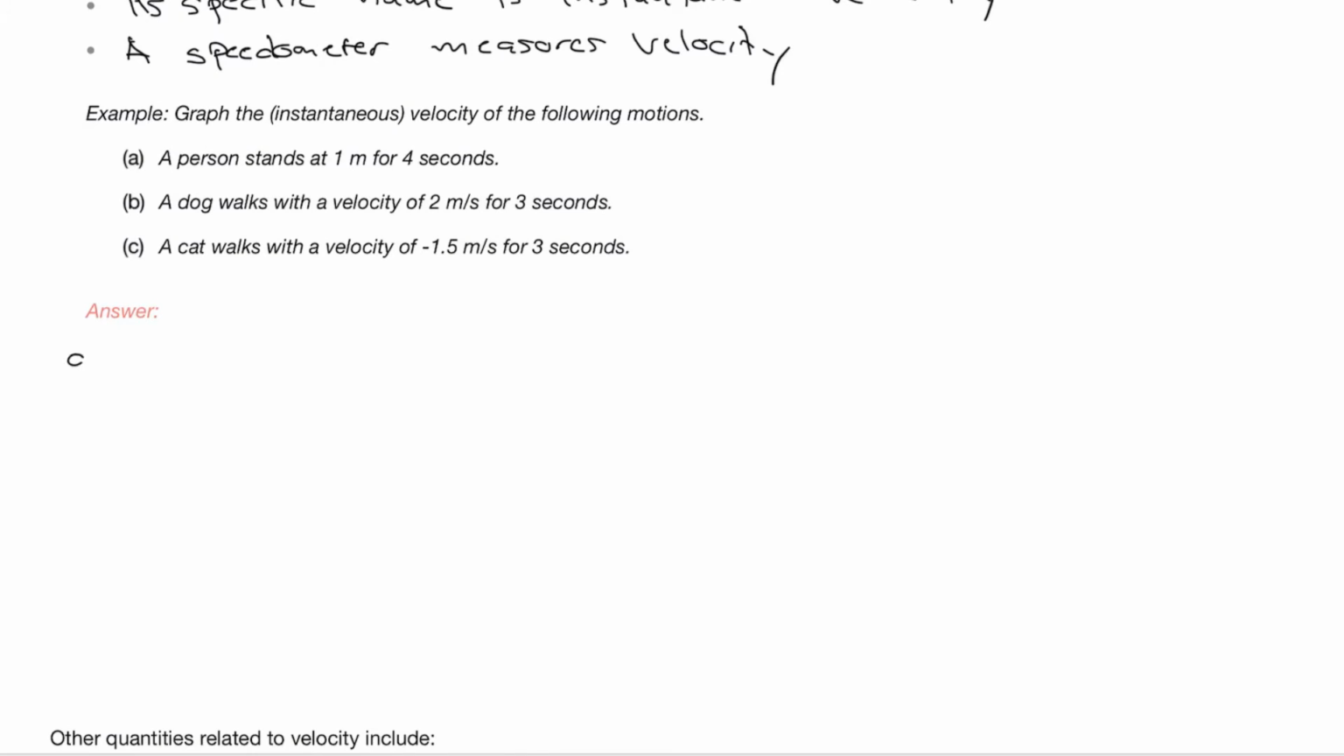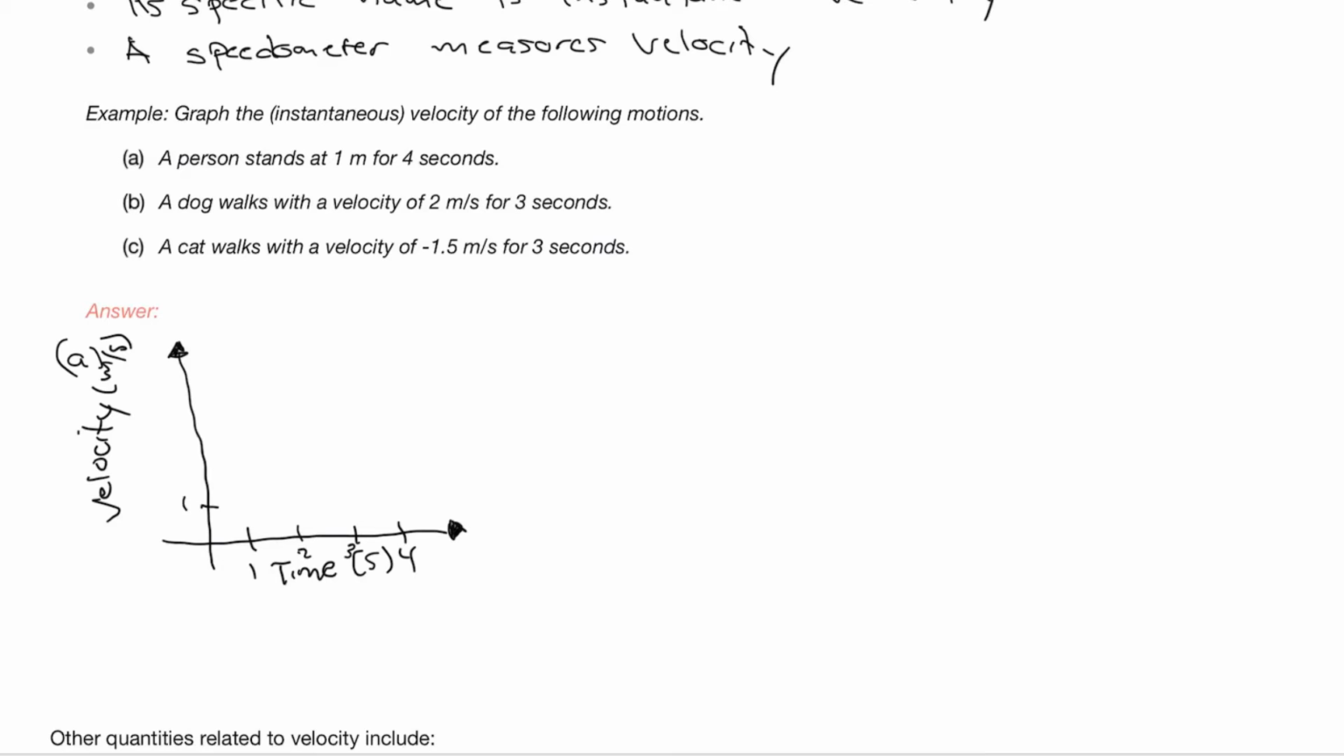In this first example, we're graphing the same motion that we saw before, but this time we're graphing the velocity of that motion. So we first need to lay out our axes, put time on the horizontal axis with its units, and velocity on the vertical axis with its units. Now, for somebody standing still, they have no velocity, so our graph is pretty straightforward. It's just a straight line at 0 for 4 seconds.